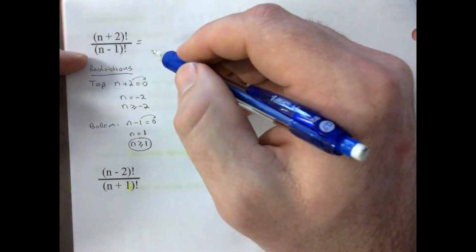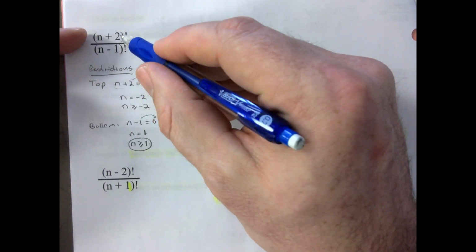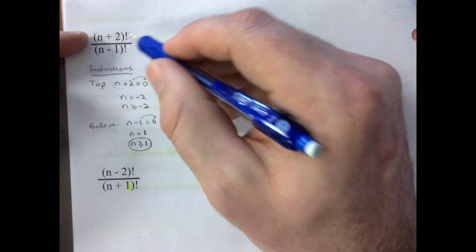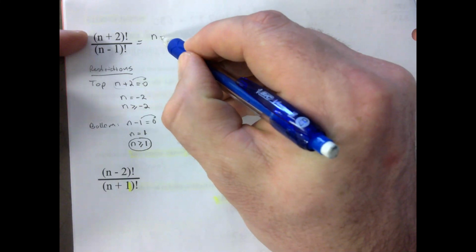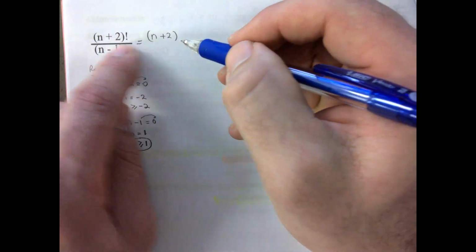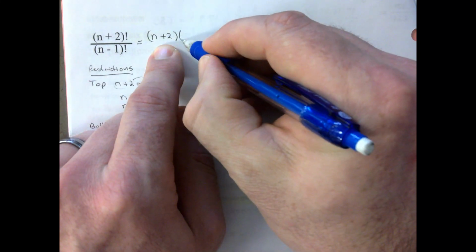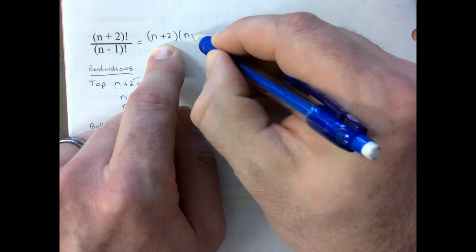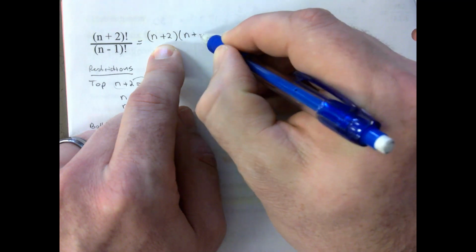Okay, let's break this down. Simplify it. Which one is the greater expression? N plus 2, right? So we start with it. Don't forget, n plus 2. Whatever is inside, that comes first. And then there's one less than that. That would be what? N plus 1.